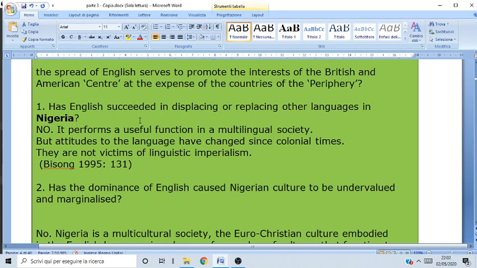But there's been a change. Nowadays, the attitude towards English in Africa is not the same as it used to be in the colonial times. These populations do not define themselves as victims of linguistic imperialism. It's as if English has become their language.